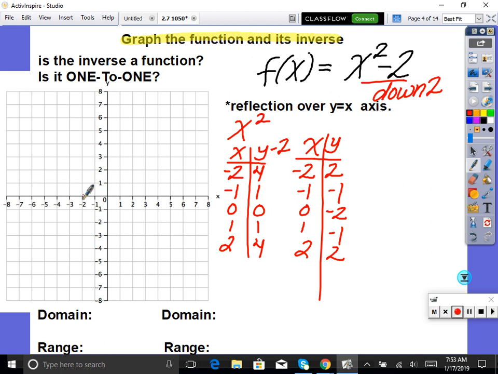So over -2 up 2. Over -1 down 1. Over 0 down 2 units, over 1 down 1 unit, over 2 up 2 units. There is my original function. And then the inverse, I'll do it in orange. We switch our x and y's.